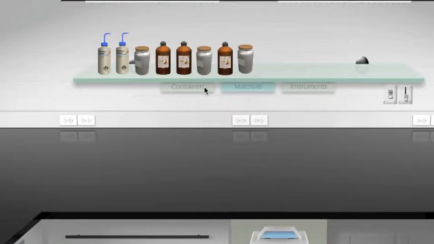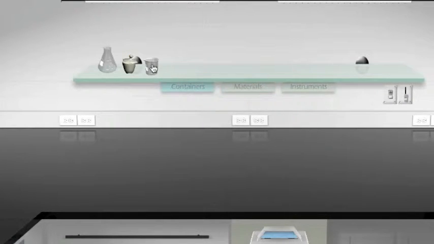First, we took two 50 milliliter beakers from the container shelf and put them on the workbench. These are the two beakers in which the solutions will be placed.